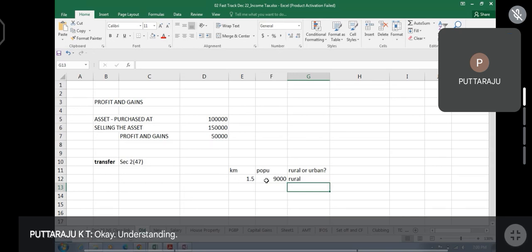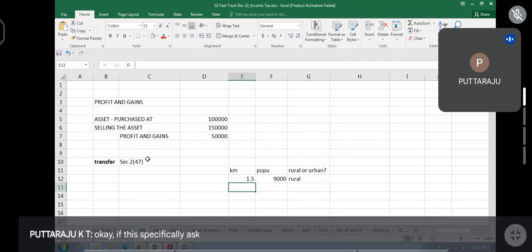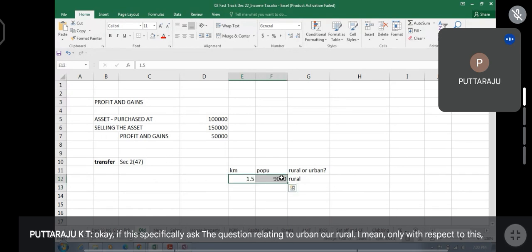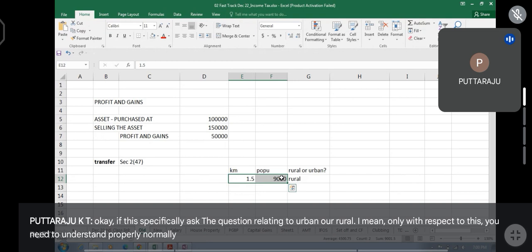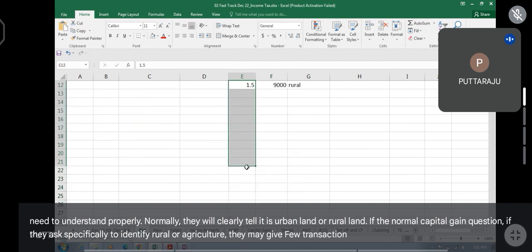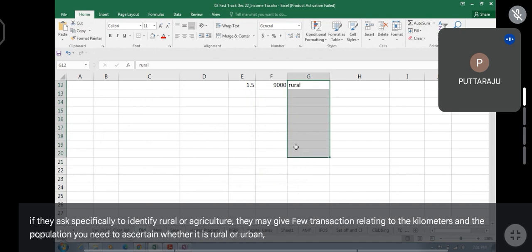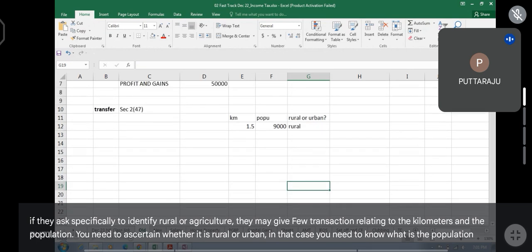Understanding? Okay, if they specifically ask a question relating to urban or rural, you need to understand properly. Normally, they will clearly tell you whether it is urban land or rural land. In a normal capital gain question, if they ask specifically to identify rural or agricultural, they may give a few transactions relating to the kilometers and the population. You need to ascertain whether it is rural or urban. In that case, you need to know the population limit and the distance.